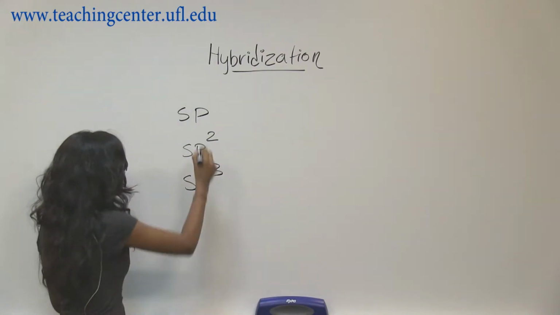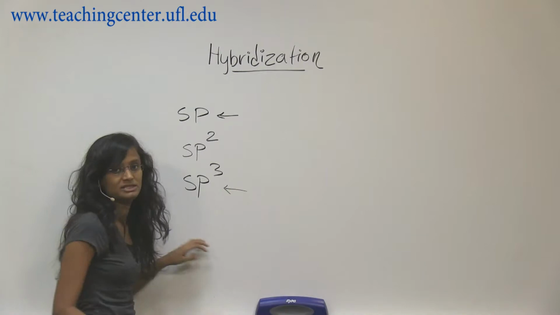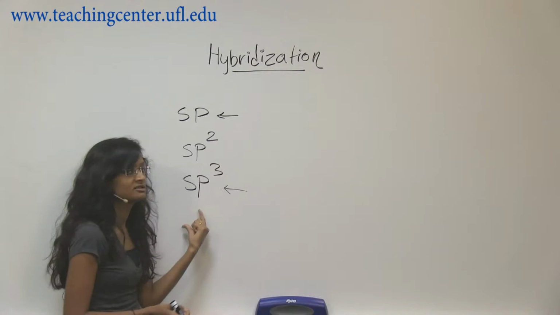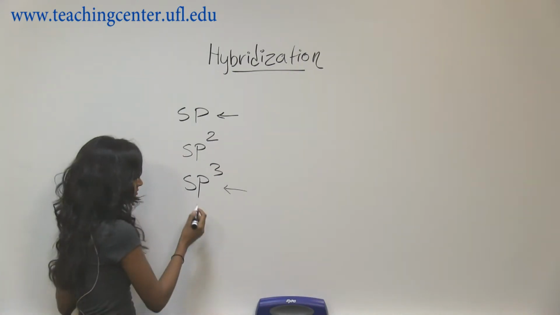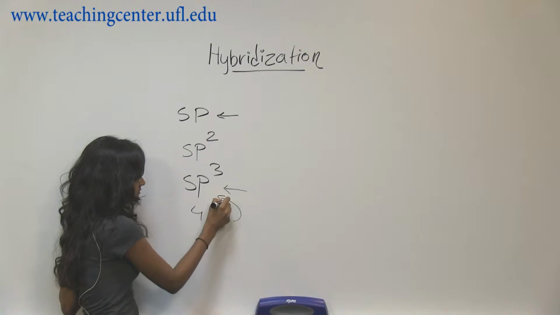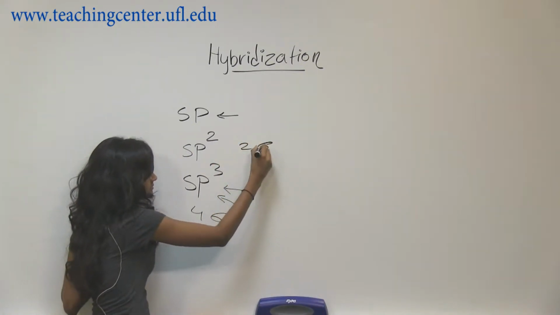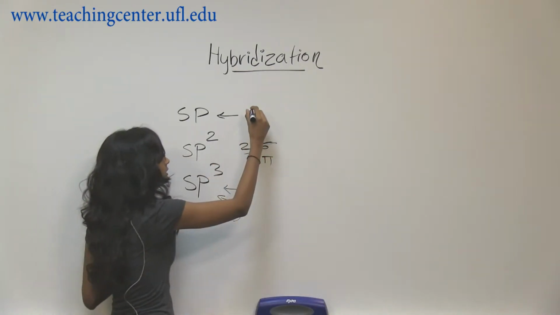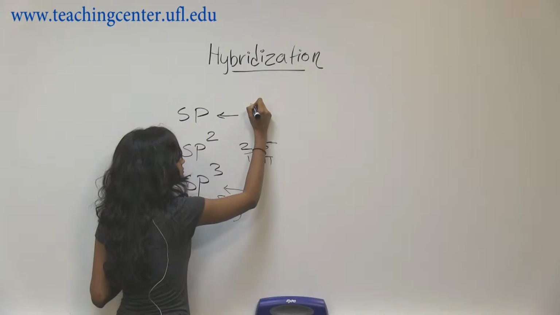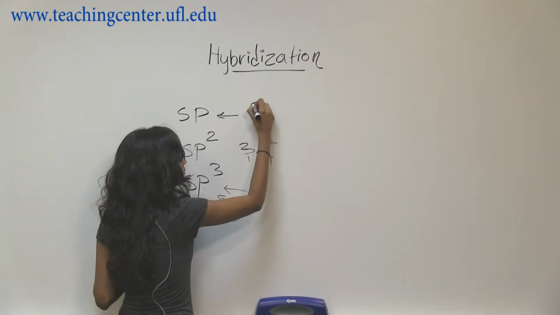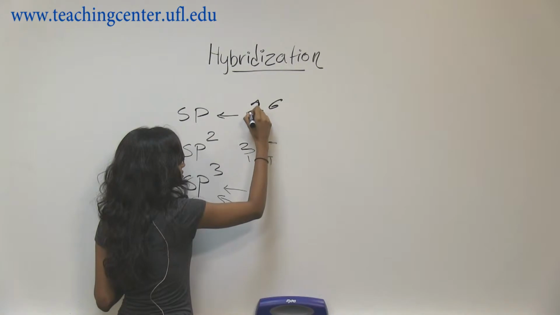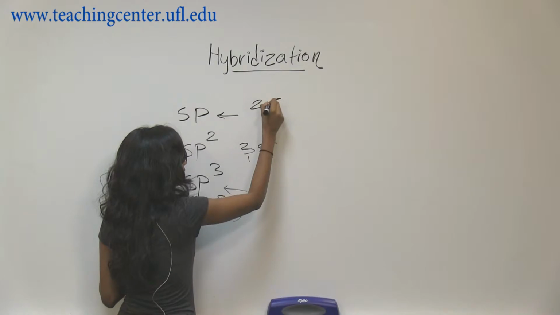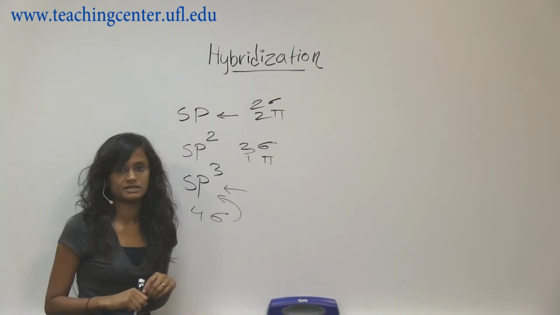Alright, sp and sp3 will still be the exact same way. When carbon's making 4 bonds, 4 sigma bonds, it will be sp3. And if I have 3 sigma and 1 pi, it's going to be sp2. And then you have 2 sigma bonds and 2 pi bonds. It's going to be sp.